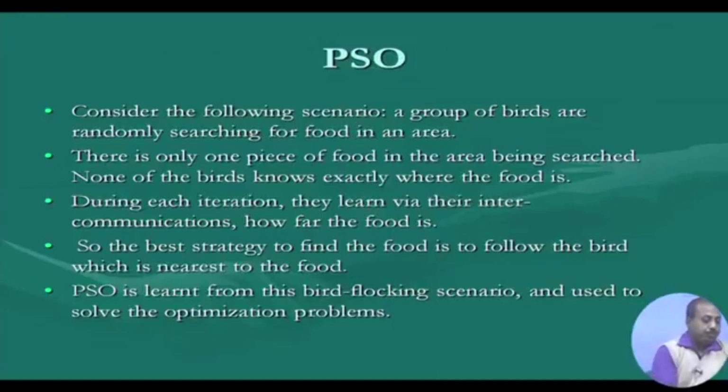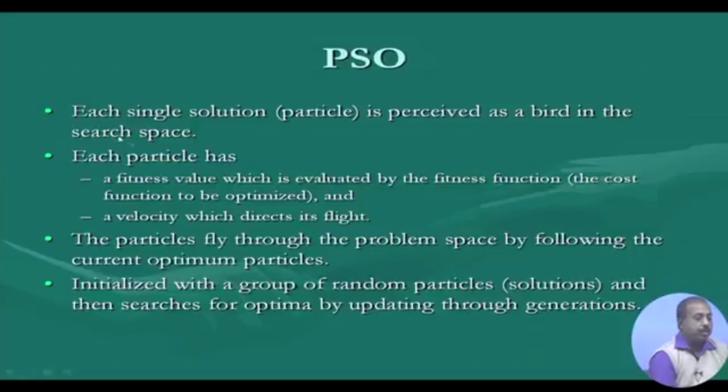So, PSO is actually learned from this bird flocking scenario, and it is used in solving many optimization problems. Each single solution or particle is perceived as a bird in the search space. Each particle has a fitness value which is evaluated by the fitness function, the cost function to be optimized, and a velocity which directs its flight. So, every particle has a fitness and a velocity.